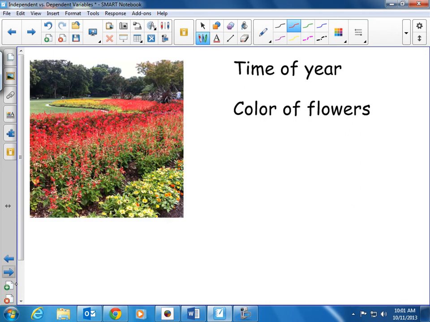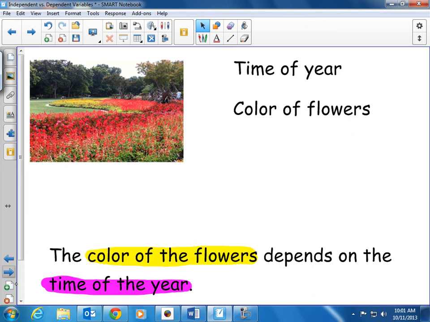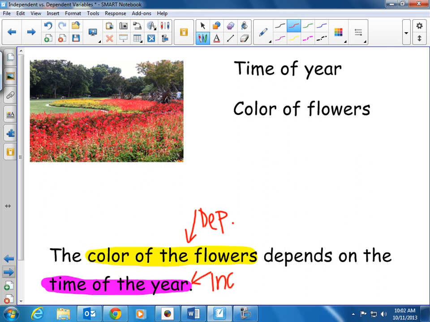All right? Yet another one. Here's a picture of the beautiful flowers from the Arboretum. The time of year and the color of the flowers, which one depends on what? Does the time of year depend on the color of the flowers? Or does the color of the flowers depend on what month it is, like how hot it is, you know? Well, we know that the color that the flowers are going to be is going to depend on the time of the year. So color of flowers would be my dependent. It comes before the words depends on. My independent would be the time of the year.